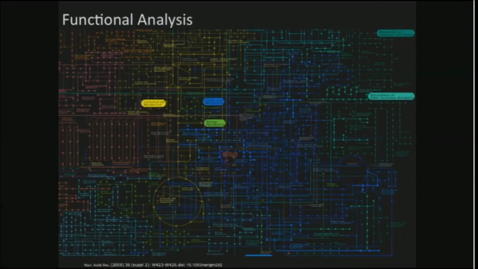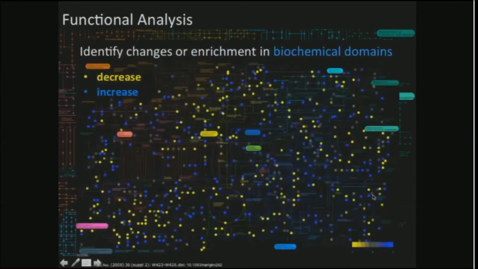Okay, so now that you've done that, you've identified what's interesting, the next question is, well, are any of these changes enriched within some biochemical domain? So this is a picture of the KEGG atlas, and so the different colors represent different pathways or domains. And so with your data, this analysis might look something like this. So essentially, the different colors just represent significantly increased or decreased metabolites. And so you ask the question, are they enriched with some domain?